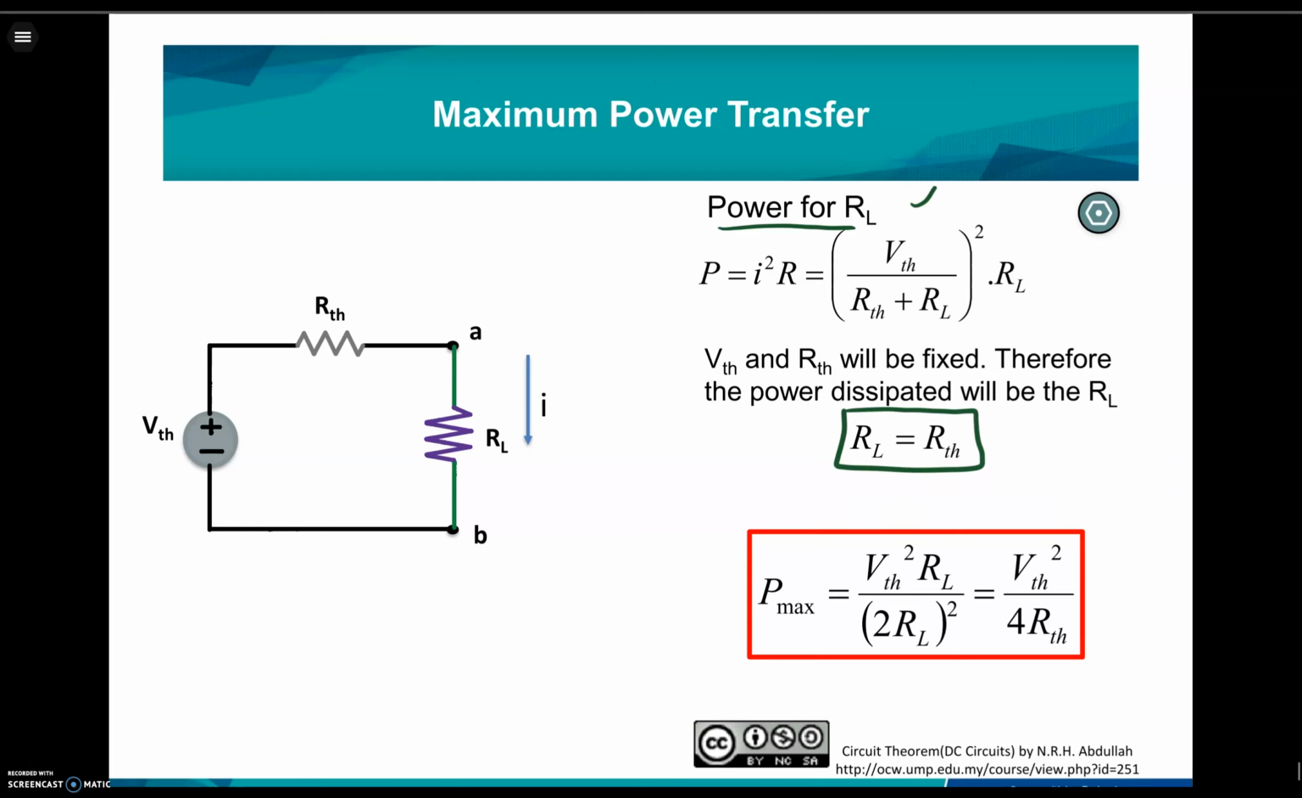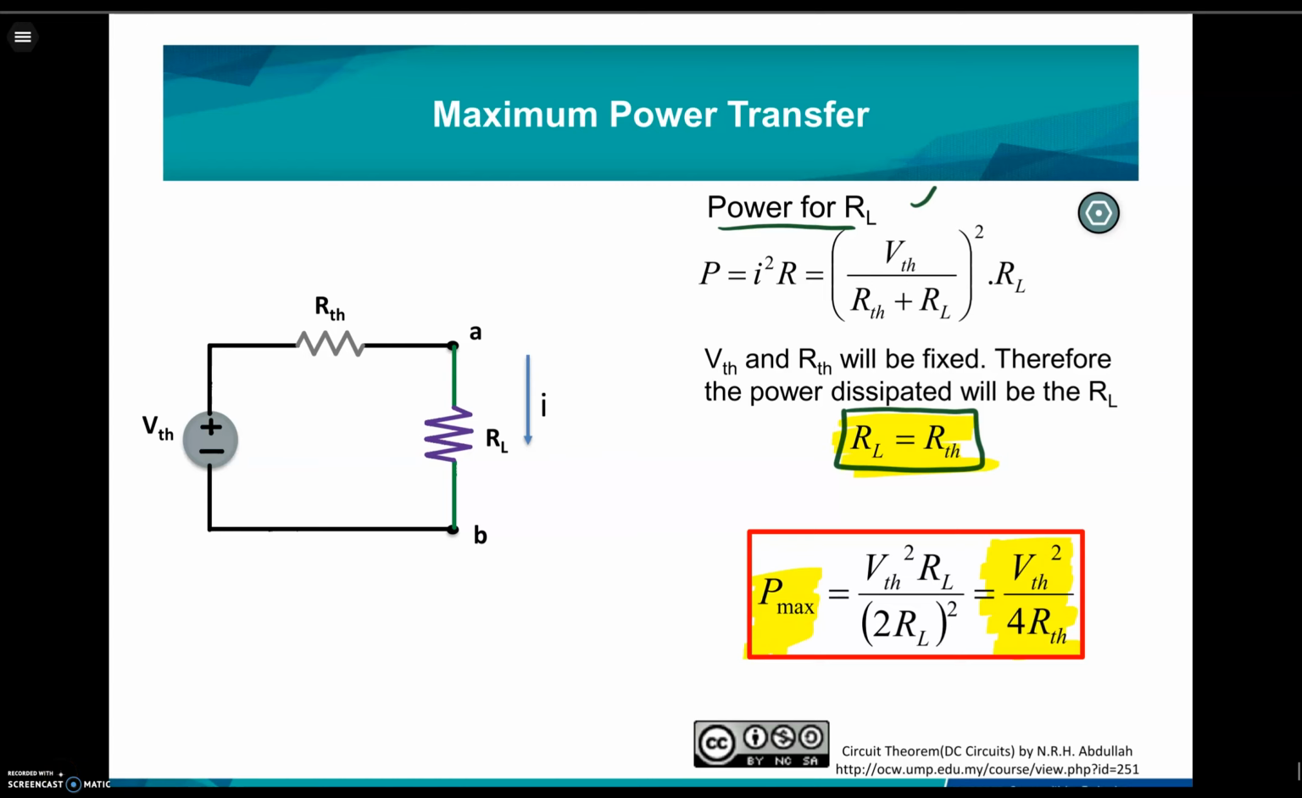You have to include this assumption in the solutions. The formula for the Pmax is Vthevenin squared times RL over (2RL) squared, where you substitute the RL with the R Thevenin, and then you can get the equation to be Vthevenin squared over 4R Thevenin. This is the final equation of the Pmax. Make sure that you remember these equations so that you can solve problems on maximum power transfer.